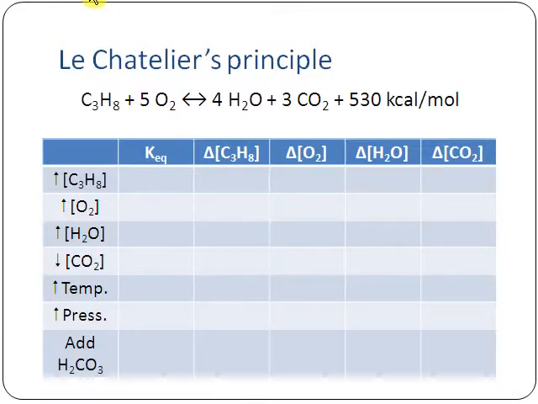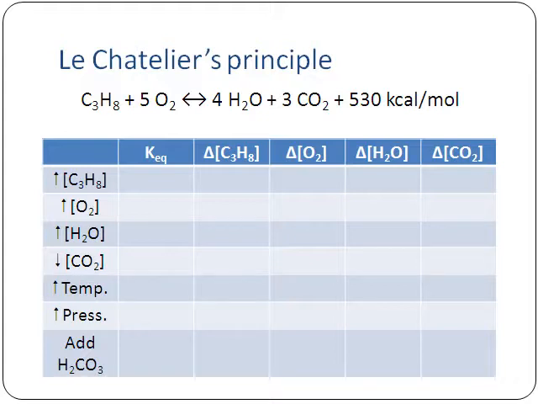We have a reaction: C3H8 plus 5O2 is a double reaction. It can go both forward and backward, from left to right and right to left, with 4H2O plus 3CO2 plus 530 kilocalories per mole. Basically what we're going to try to figure out here is, if these changes on the left side occur, what is going to happen to KEQ, to the concentration of C3H8, to the concentration of O2, to the concentration of H2O, and the concentration of CO2.